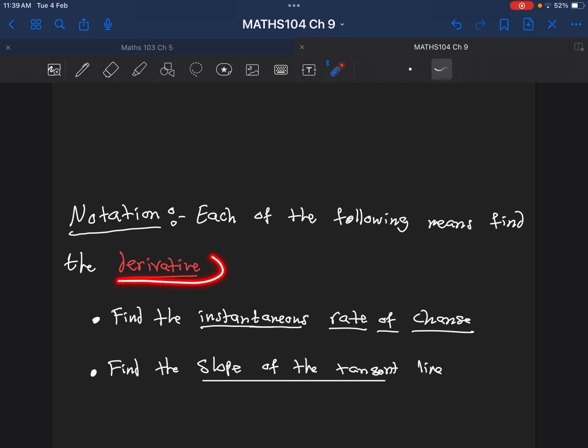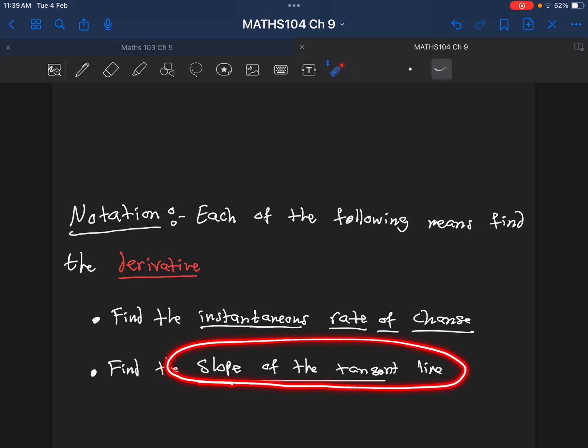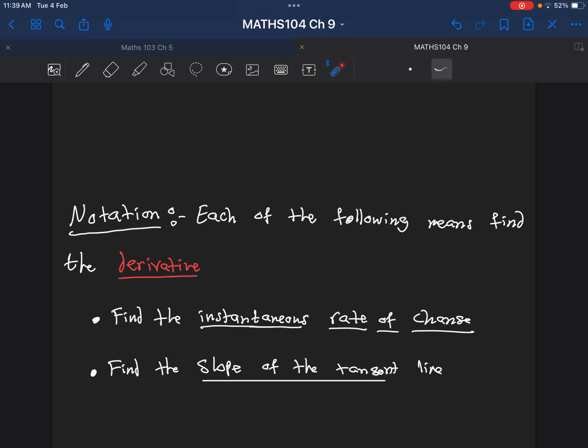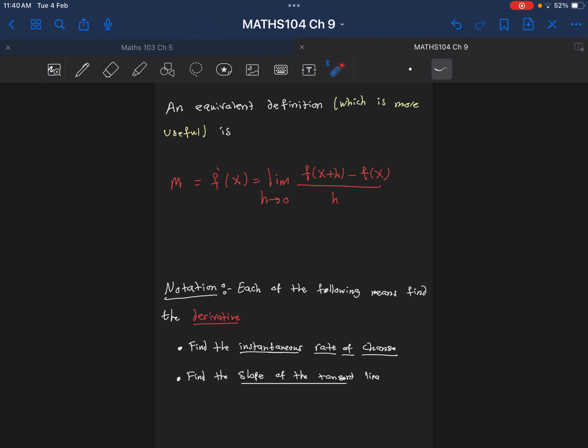Now, sometimes it will tell you to find the derivative. Sometimes it will tell you to find the slope of the tangent line. They are the same. Sometimes it will ask you to find the instantaneous rate of change. It is the derivative. So instantaneous, not average, rate of change is the derivative. Slope of the tangent line, again, is the derivative. And that's exactly what the derivative means. What we will do next is solve examples in finding the derivative.